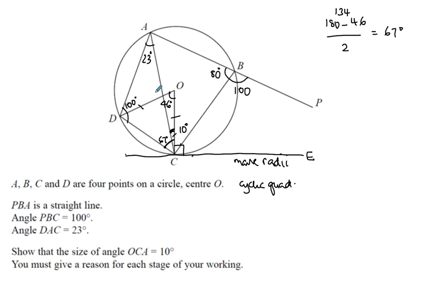And remember how I said we can play around with that triangle there. So that bit of it is 57, because 100 plus 23 plus 57 is 180. So we can tell OCA would be the 67 minus the 57, which is 10. Okay, let's give reasons.